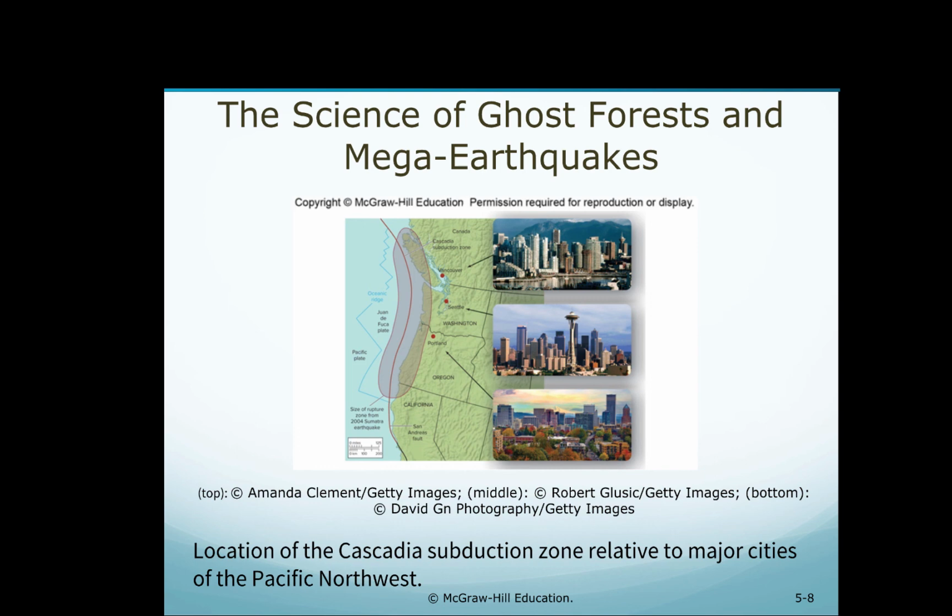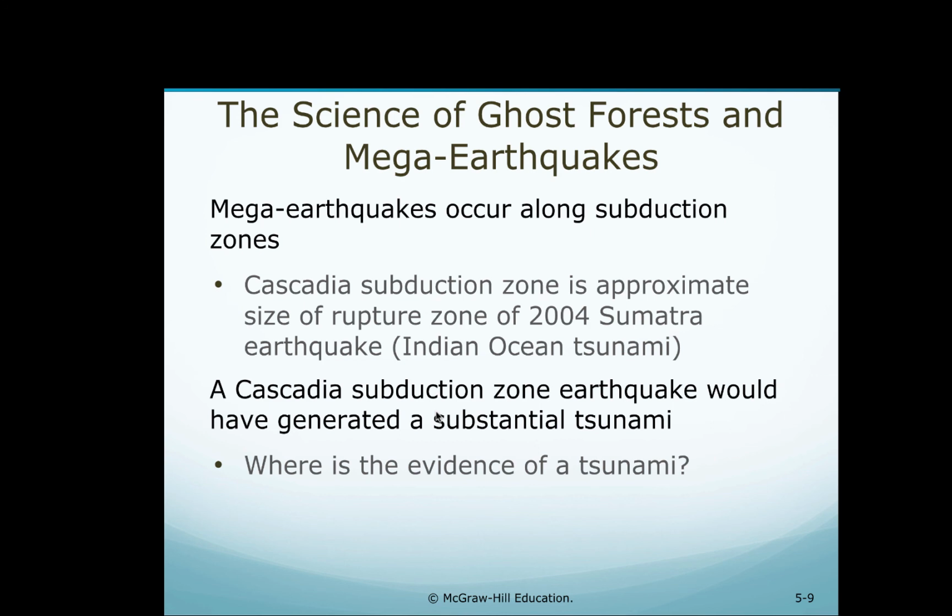The location of the Cascadia subduction zone relative to major cities of the Pacific Northwest. Well, here's Washington and Canada, and up here would be Alaska. So the subduction zone of the two plates is right here, where one plate goes under the other. That would be a place where earthquakes would occur. Mega earthquakes occur along subduction zones.